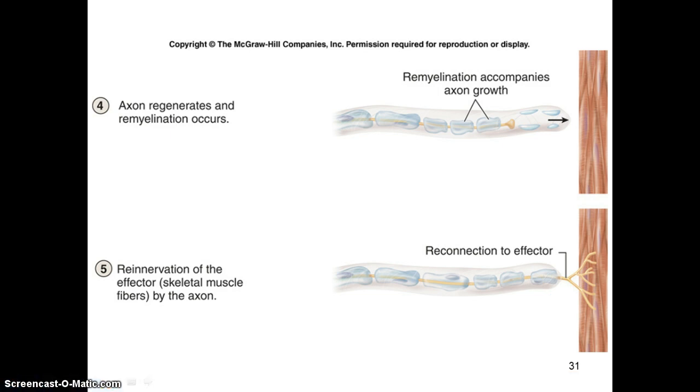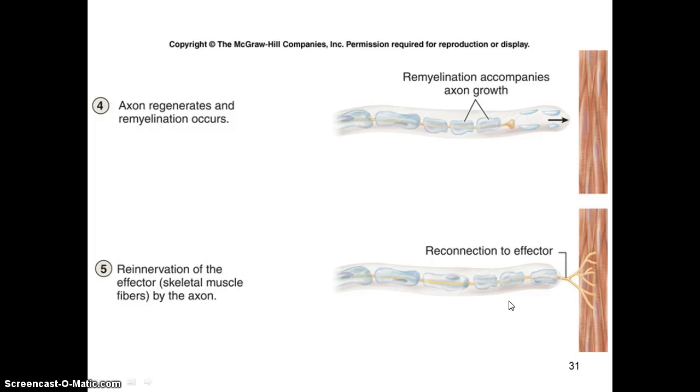All right, if we go to the next slide, then we can see the next step, which is step 4. We're looking at the axon starting to regenerate and is guided by that regeneration tube. And as it's growing towards the effector, neurolemmacytes start to form again to remyelinate the axon. And eventually the axon reaches the skeletal muscle, forms those branches or axon terminals to reform those neuromuscular junctions, and reinnervates the skeletal muscle. So those are the steps that are involved in regenerating axons in the peripheral nervous system.